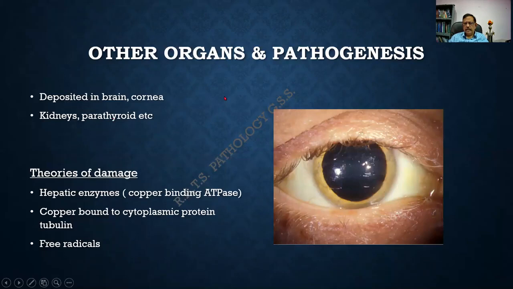What are the organ changes in Wilson's disease? It can be deposited in the cornea. In the cornea, there is a golden brown pigmentation called the KF ring, or the Kaiser-Fleischer ring. The theories are that there can be a defect in the hepatic enzymes such as ATPase, the copper is bound to the cytoplasmic proteins, or it can be because of free radicals. The other organs of deposition can be kidney, parathyroid, and so on. But please remember brain, cornea, and liver.